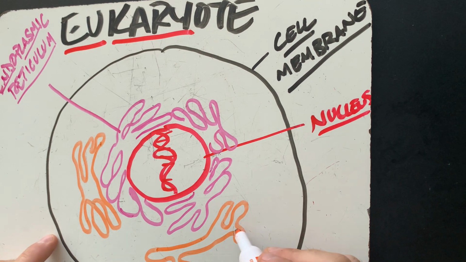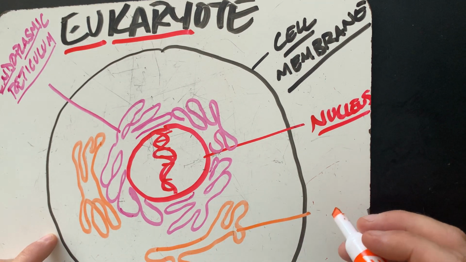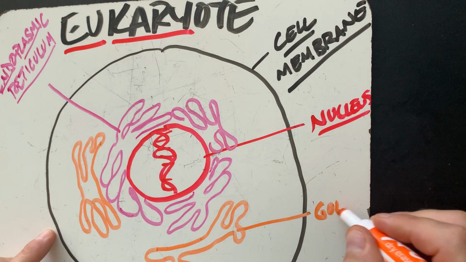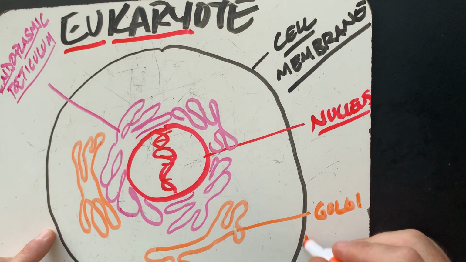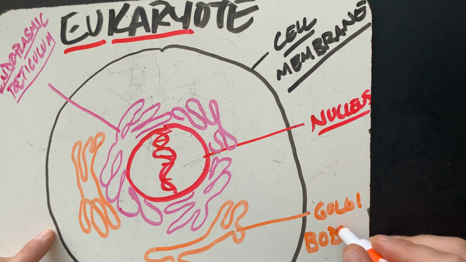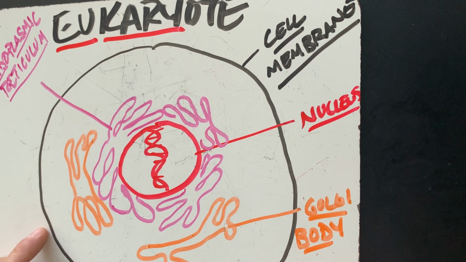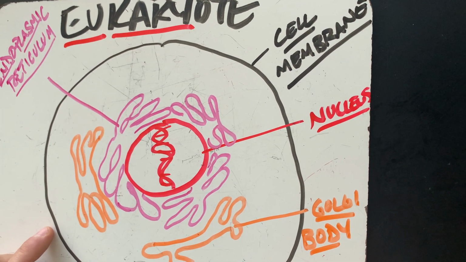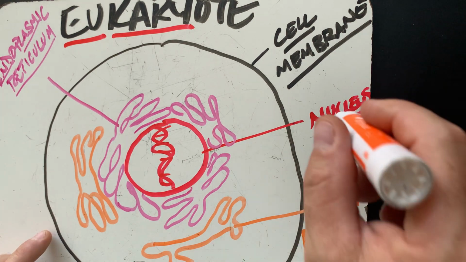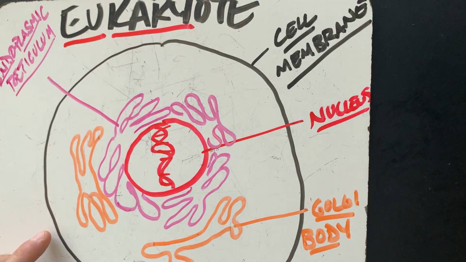And I'll put that term over here. And I hope you guys can see it. I'll look in a second. So Golgi body. It's also called a Golgi apparatus. Either term will be just fine. It doesn't make any difference. So Golgi body, nucleus, cell membrane, endoplasmic reticulum.